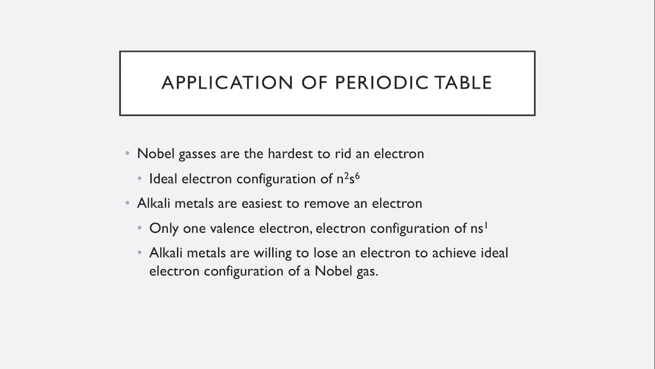Alkali metals, on the other hand, have one valence electron in their outer shell, an electron configuration of ns1. Alkali metals are more willing to lose one electron to become more stable, as they will then have the same electron configuration of a noble gas. We can say that an element with a lower ionization energy is more reactive.